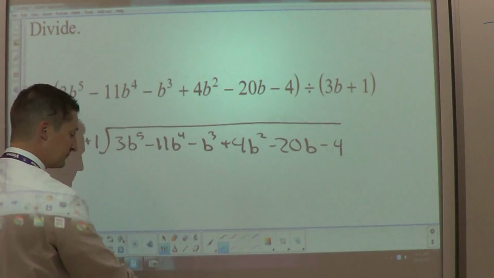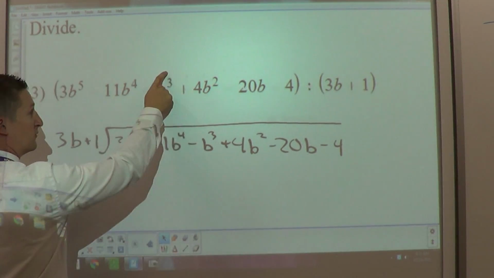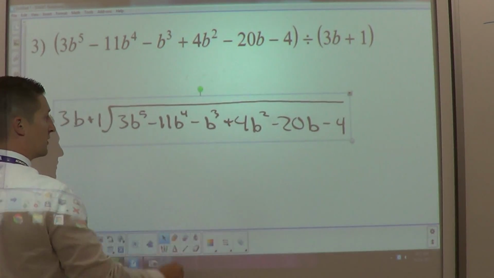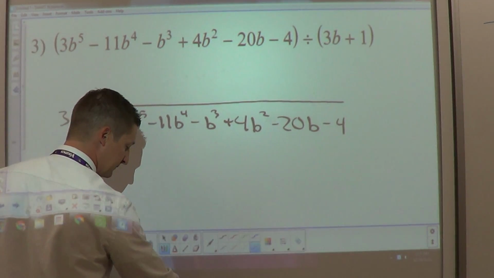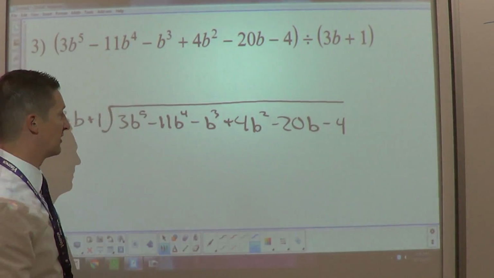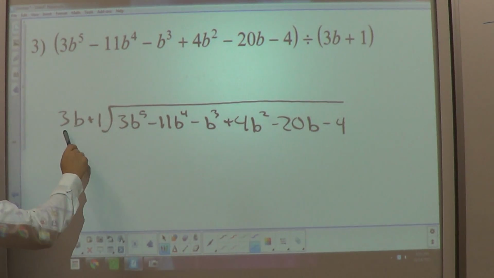This is a really big one. That's okay, we can do this. So, move this up a little bit out of the way. When we divide polynomials, I like to take it step by step. The first step is I would need to take the first term in my dividend and divide it by the first term in my divisor.